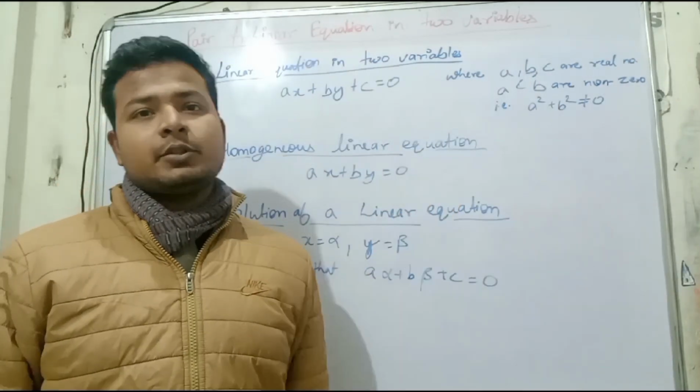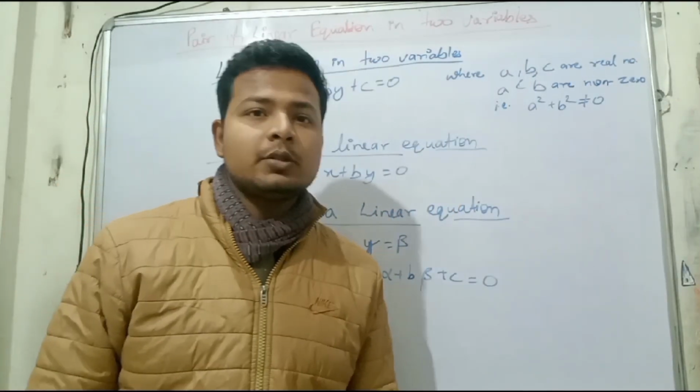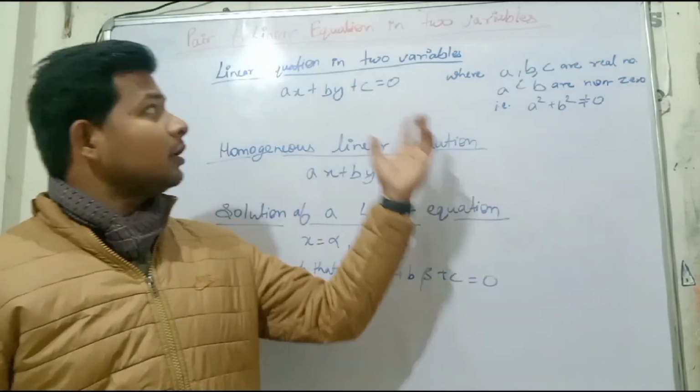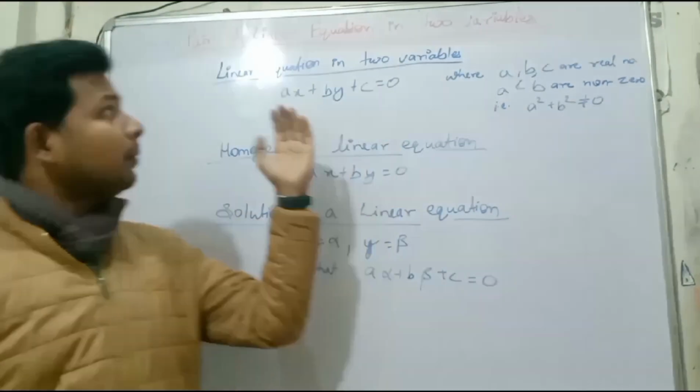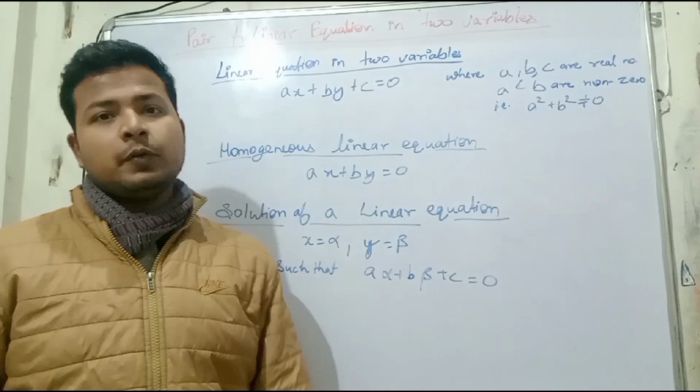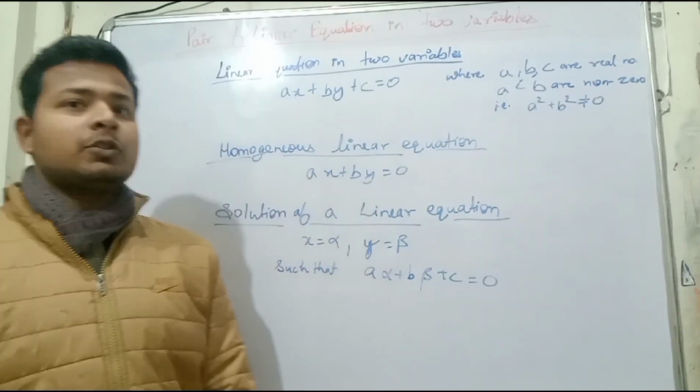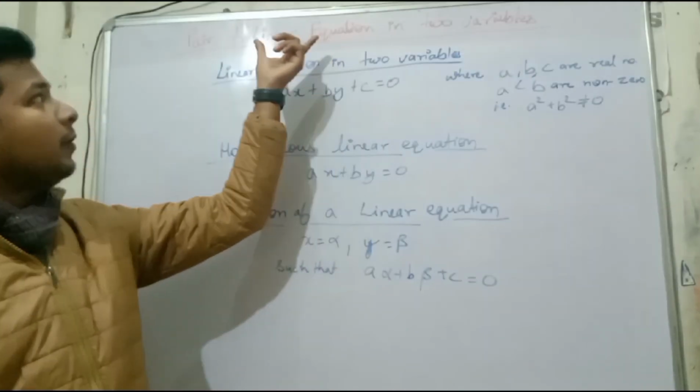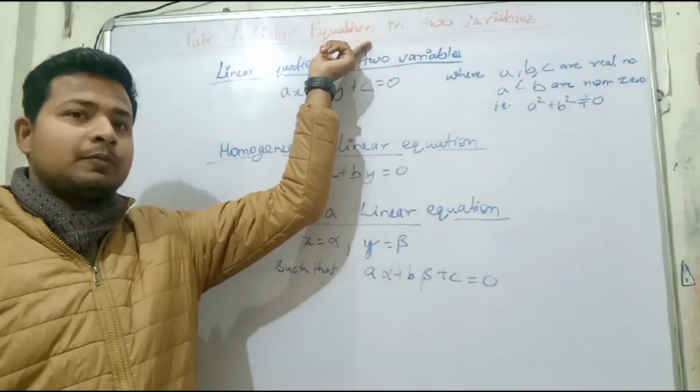We have completed two chapters, real number and polynomial. Now in this series, the third chapter is pair of linear equation in two variables. So first of all, we have to start the topic what we mean by equation.